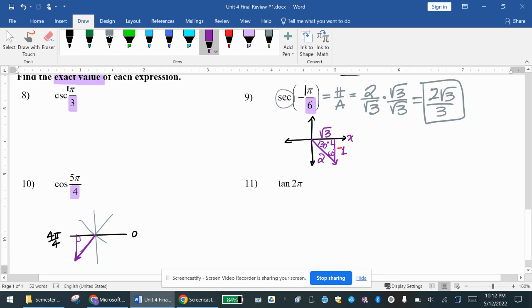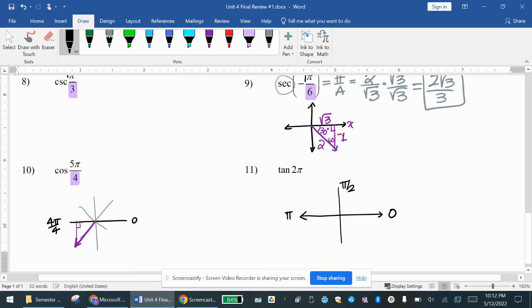Now, in 11, we have a quadrantal angle. So they actually didn't give us an angle that has a reference angle that is acute, because 2 pi is actually on the x-axis. So quick reminder, this is 0. This is pi over 2, 90. 1 pi is 180. 3 pi over 2 is 270. And a full circle is 2 pi. That's 360. So they're asking me for the tangent of 2 pi. Well, that angle lands right here.